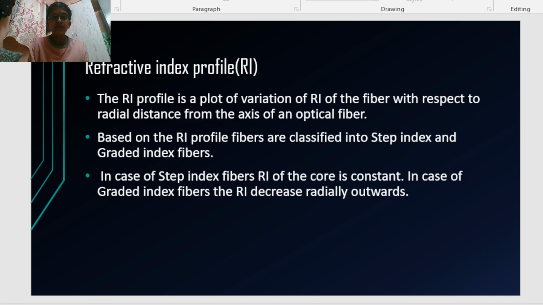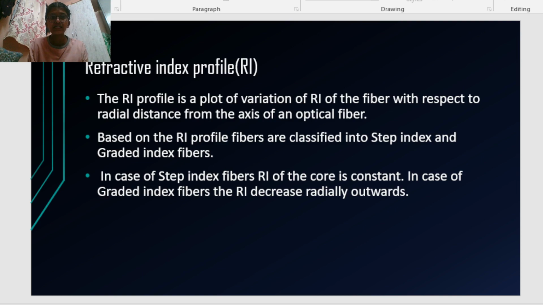Next we have refractive index profile, RI profile. The refractive index profile is a plot of variation of RI of the fiber with respect to radial distance from the axis of an optical fiber. Based on the RI profile, fibers are classified into step index and graded index fibers. In case of step index fibers, RI of the core is constant. In case of graded index fibers, the RI decreases radially outwards.